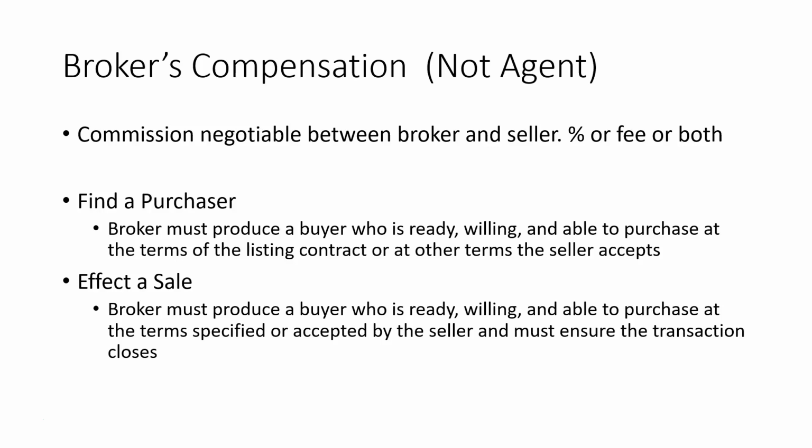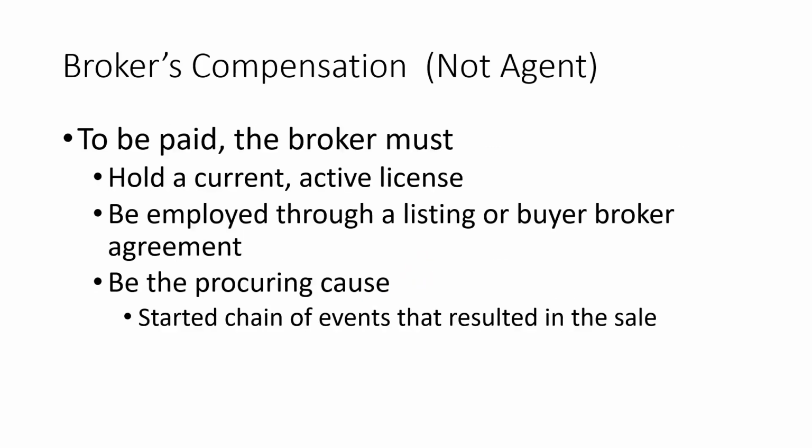But the listing agreement may say effect a sale. In that case, not only is it good enough to find a ready, willing, and able buyer to purchase a property, but we've got to get it all the way through to closing. Then I will get paid a commission. For a broker to be paid a commission from another broker, they have to have a current license, must be employed through a listing or buyer broker agreement, and they must show that they are the procuring cause that started the sale.